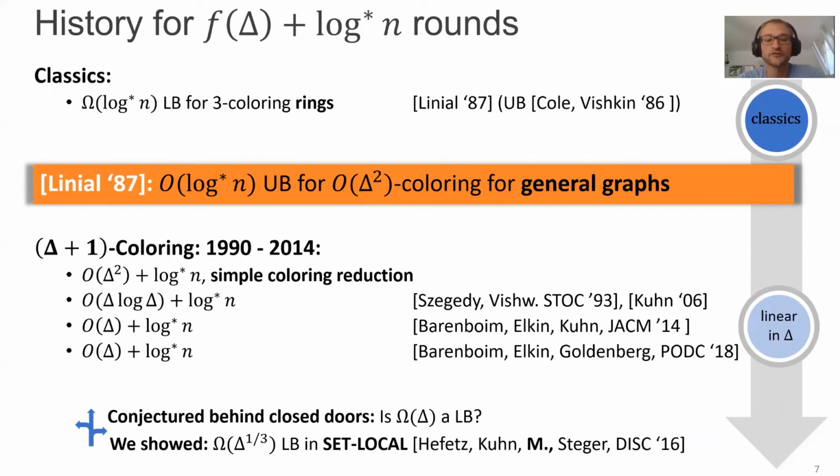And what we showed is that at least we have a lower bound of delta to the 1/3 in a weaker model, in the set local model. But already not all of these algorithms actually work in the set local model.